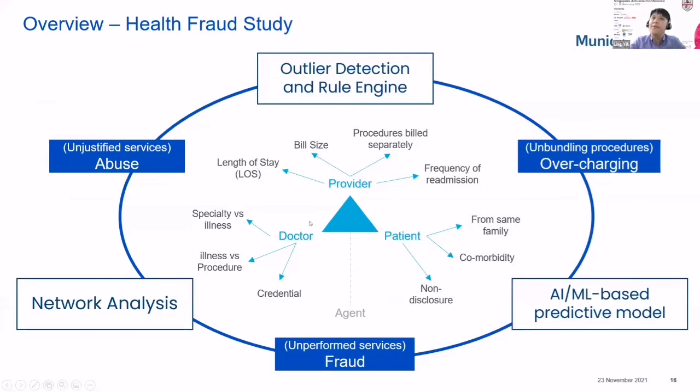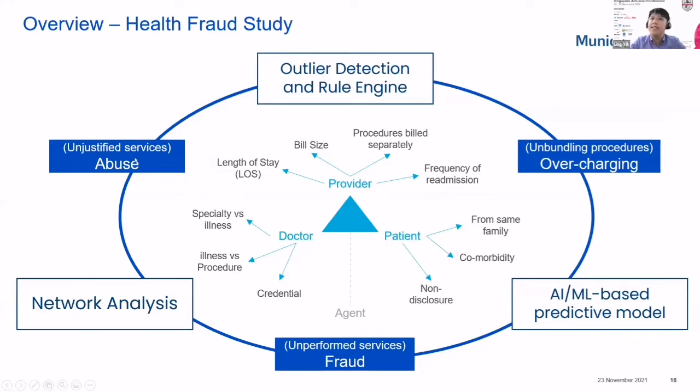The one in the middle shows a 3-party relationship between the provider, the doctor, and the patient. The provider is the healthcare provider, in this case the hospital. For the hospital, we were looking at whether, for example, the length of stay or checkup bill prices, or the procedure done, were not justifiable, or whether there is a high frequency of readmission. These are the kinds of scenarios that we try to avoid, and they are part of the scope of this fraud study, which we try to tackle using these 3 approaches.